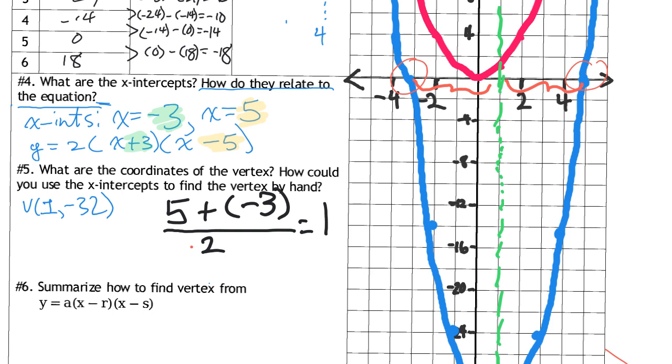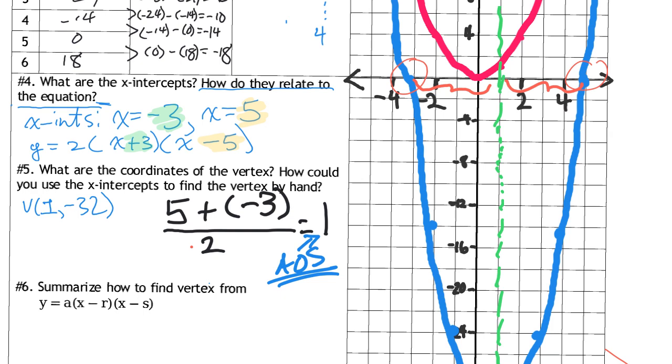You get 1. That is our axis of symmetry. And you know that the axis of symmetry can be used to find the equation of the vertex by taking that x value and finding the y value.